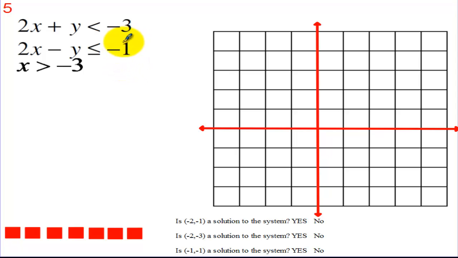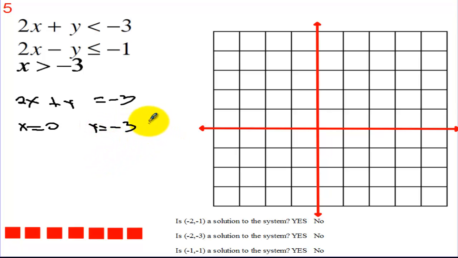But what I'm going to do right now is to use intercepts to graph 2x plus y less than negative 3. So if x is 0, y is equal to negative 3. So that's our y-intercept. And then if y is 0, x will be equal to negative 3 over 2 or negative 1.5. So 1, negative 1.5. Now going back to the inequality, we don't have a line under, so we are going to use a dotted line.